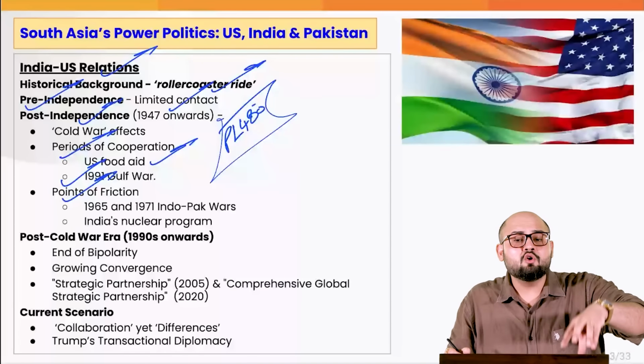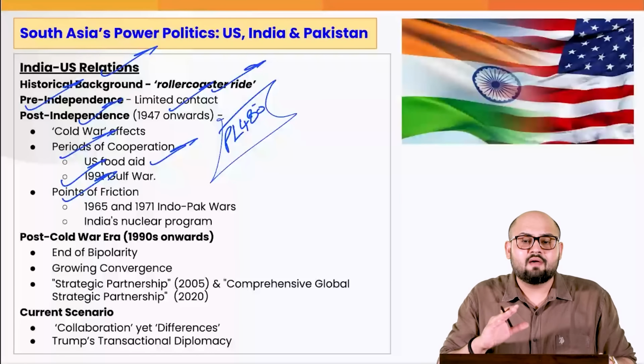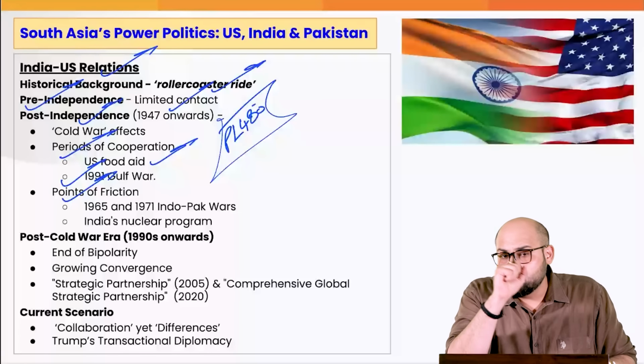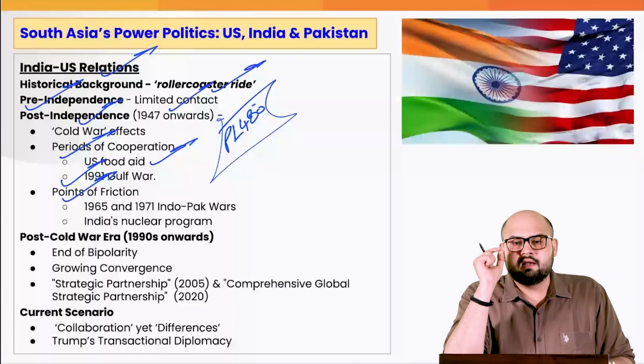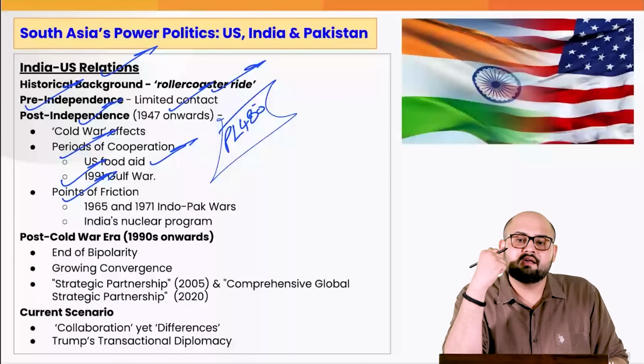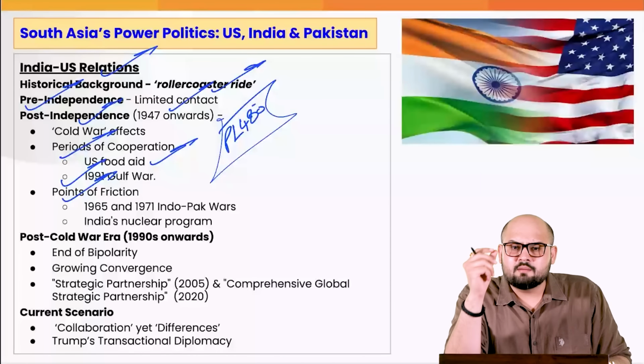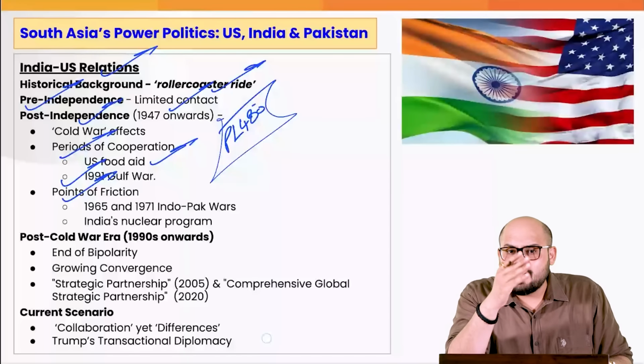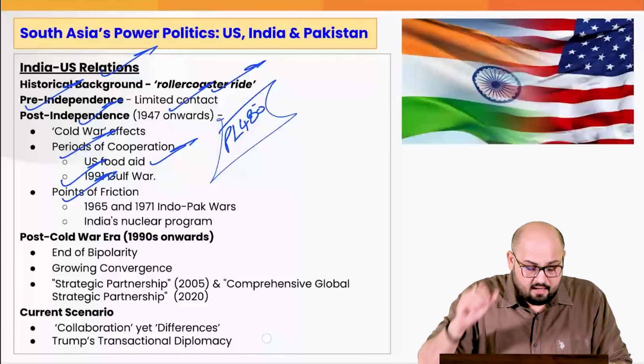When we talk about the Indo-Pak wars of 1965 and 71, it was the US which very categorically, and in fact very openly, helped the enemy state, what for us is Pakistan, right? So this was something which was not liked by India, and it was against the very strategic interests of India.